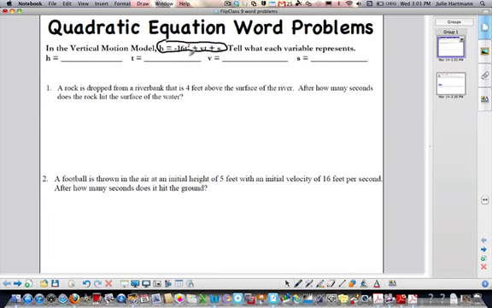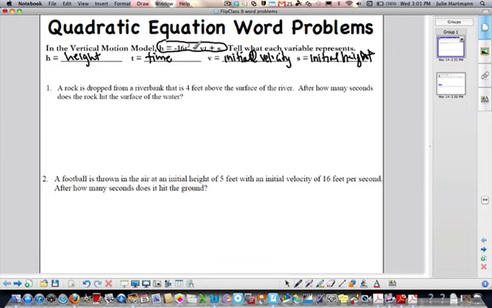Now, what each variable represents. H is our height, t is our time, v is our initial velocity. Oops, two L's there. Initial velocity. And s is our initial height. Okay, and I didn't finish. Alright, so hopefully you can read all that.